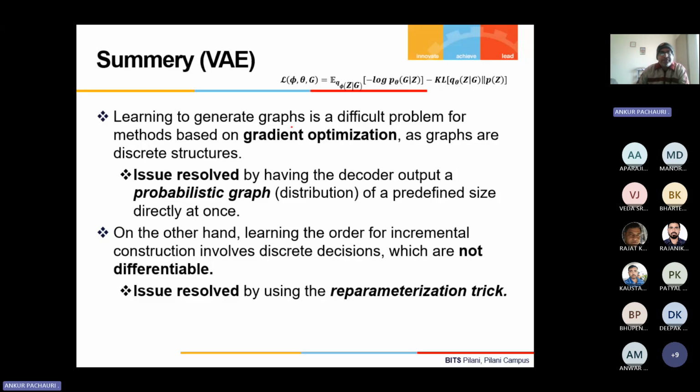learning to generate a graph is a difficult problem for a method based on gradient optimization, as graphs are discrete structures. So the issue was resolved by having a decoder output in the form of a probabilistic graph distribution for a predefined size directly at once. On the other hand, learning the order of incremental construction involved discrete structures which are not differentiable. So this was resolved by the reparameterization trick.